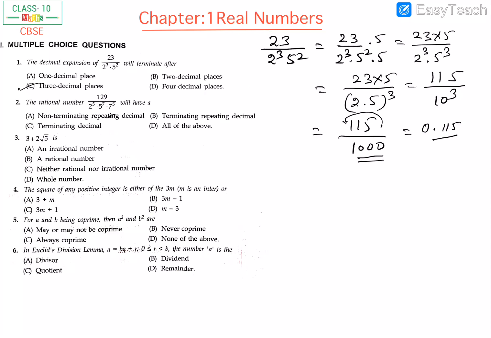non-terminating repeating decimal expansion. If the prime factorization of the denominator is 2 power m into 5 power n, then it will have terminating decimal, otherwise it will have non-terminating repeating decimal. So our option A is correct here.